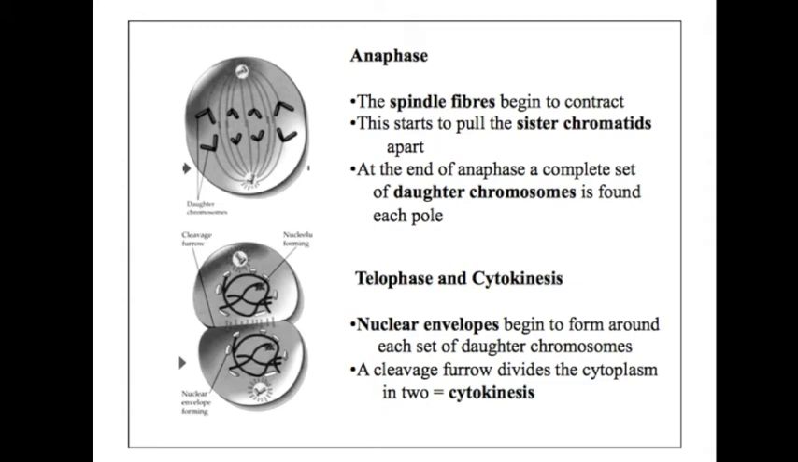Then, in anaphase, the third step, the spindle fibers begin to contract, and this is what pulls the sister chromatids apart. So at the end of anaphase, on each side of the cell, there is one complete set of daughter chromosomes. And in the diagram shown here, they only show 4 chromosomes lined up and 4 chromosomes separating.